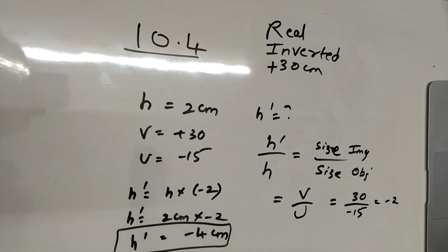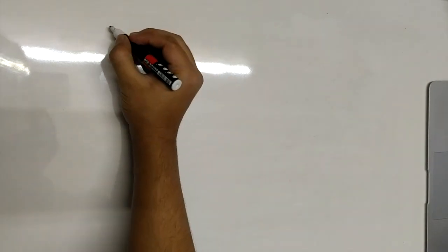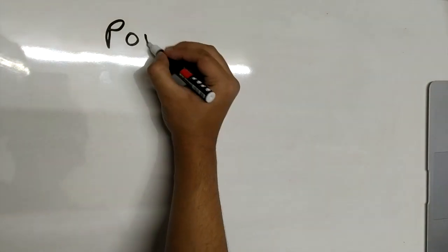So it will be double the size of the object, and if it is minus, it means it will be inverted. That we anyway guessed, because it is forming on the other side of the lens, so it should be inverted, but from here also we can conclude that it is inverted. Okay, so in the exam if they ask any reason why it is inverted, from the formula you are getting minus here, so because it is minus, it is inverted. Okay, now only one more concept is remaining, that is power of lens.